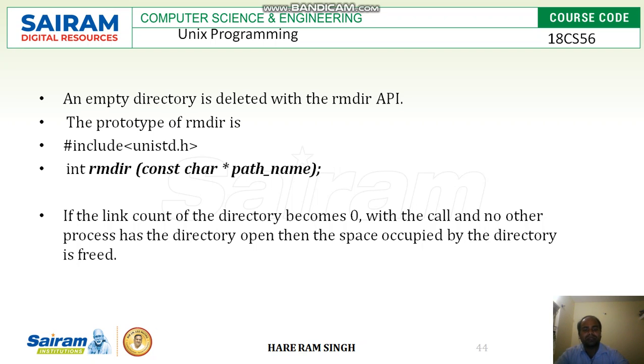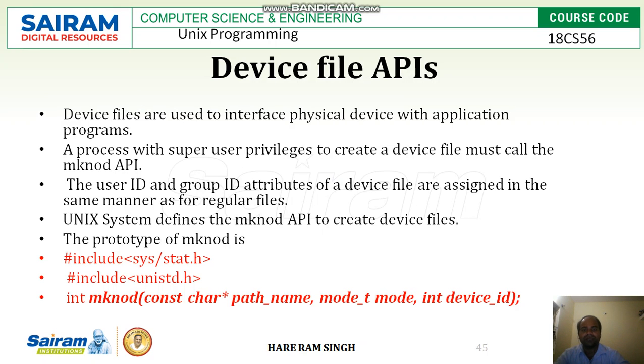If the link count becomes 0, then automatically the directory will be removed. So if the link count of the directory becomes 0 with the call and no other process has the directory open, then the space occupied by the directory is freed. One more condition is that no other process should hold this particular directory. Then only this directory will be removed from the system.